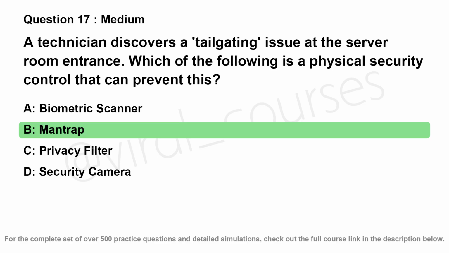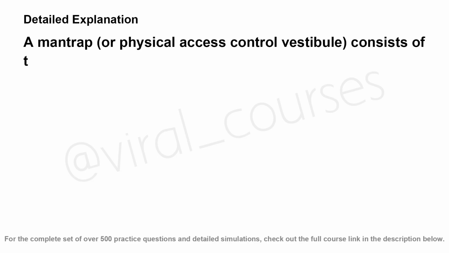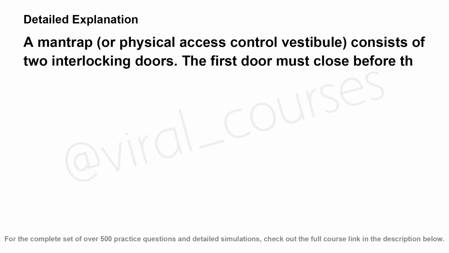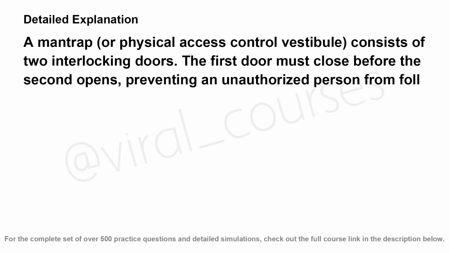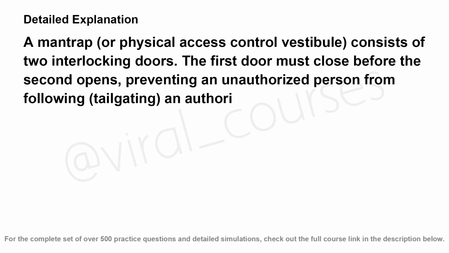The correct answer is B. A man-trap, or physical access control vestibule, consists of two interlocking doors. The first door must close before the second opens, preventing an unauthorized person from following. Tailgating is following an authorized person into a secure area.